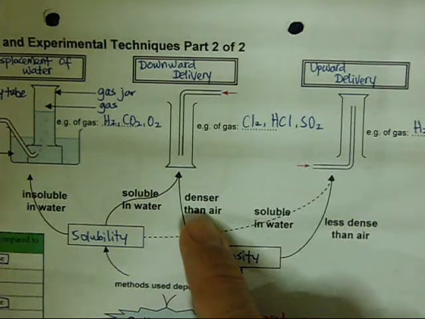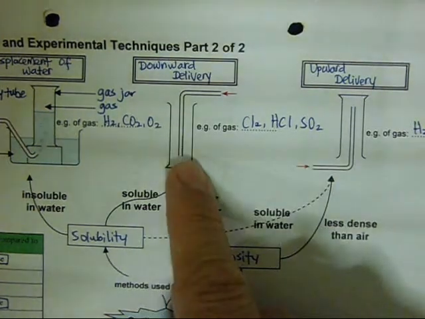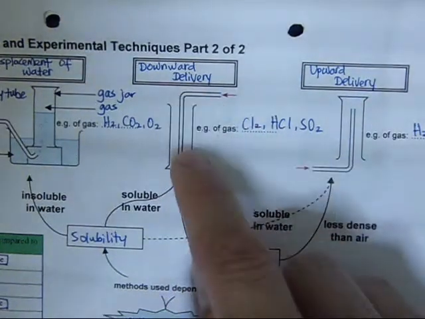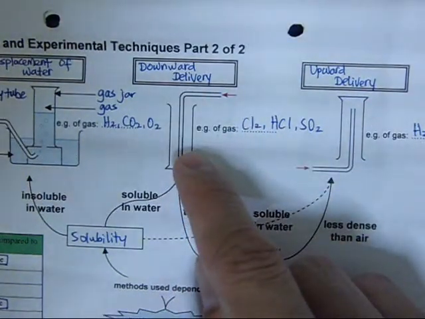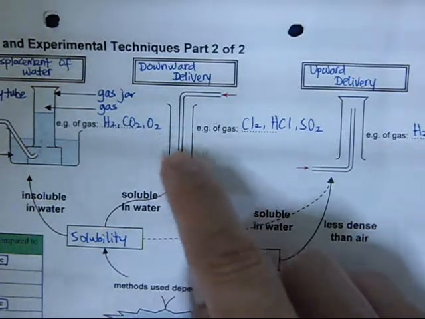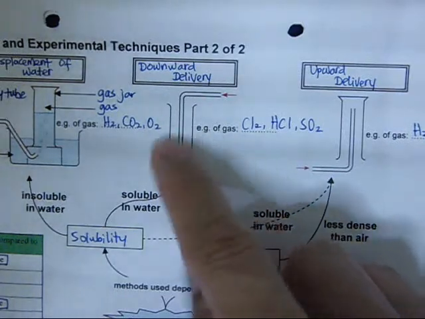If the gas is very dense, meaning that it is heavier than the air, then that would be the downward delivery. So if let's say the gas here is very dense or very heavy, so it will be collected at the bottom half of the jar, of the gas jar.